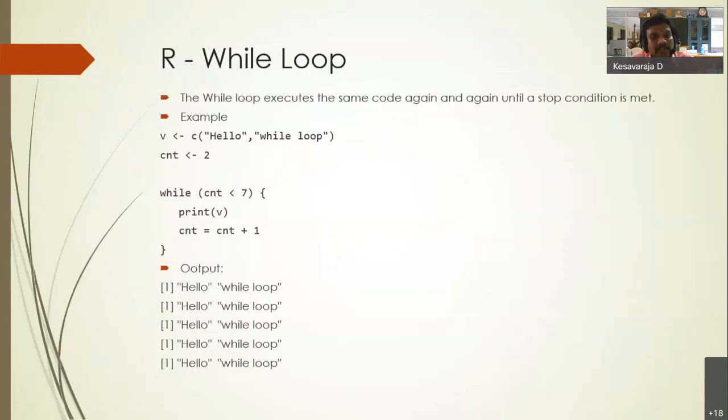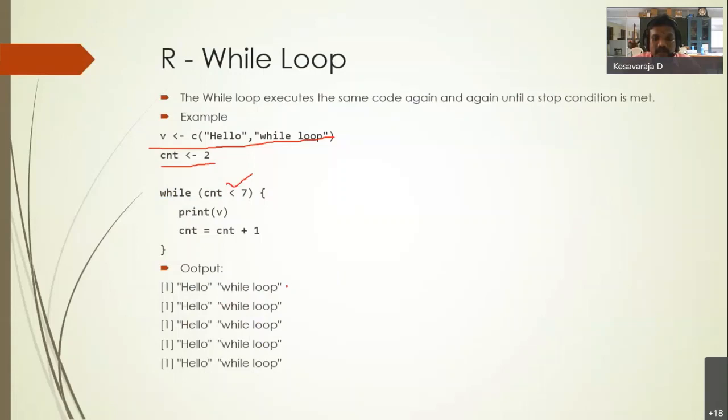Now, there is a while loop. So the while loop is similar. V equal to c of hello, comma, while loop. Count equal to 2. While count less than 7, print V.